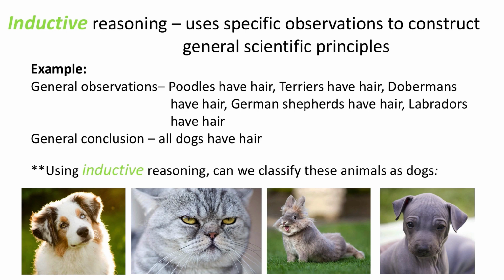Using inductive reasoning, can we classify the animals pictured here as dogs? Again, you can pause the video if you would like to take a little bit more time and maybe jot down your thoughts about each one of these images. But moving on, using inductive reasoning, can we classify these animals as dogs using the above observations and conclusions? This first image here has hair. This cute little guy has hair, and it is in fact a dog.